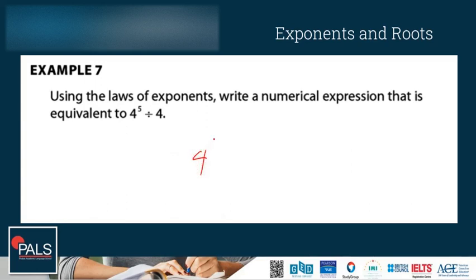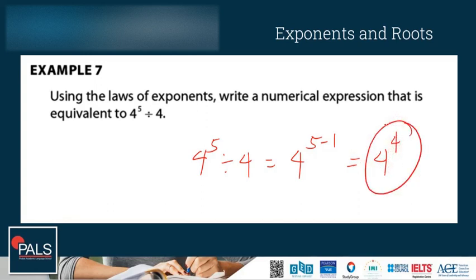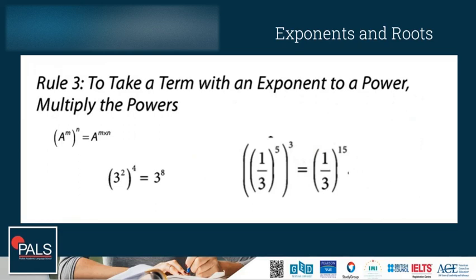4 to the 5th divided by 4 is equal to 4 to the 5 minus 1, which is 4 to the 4th power. So this is our numerical expression. Okay, let's proceed to rule number 3. Rule number 3: to take a term with an exponent to a power, multiply the powers.